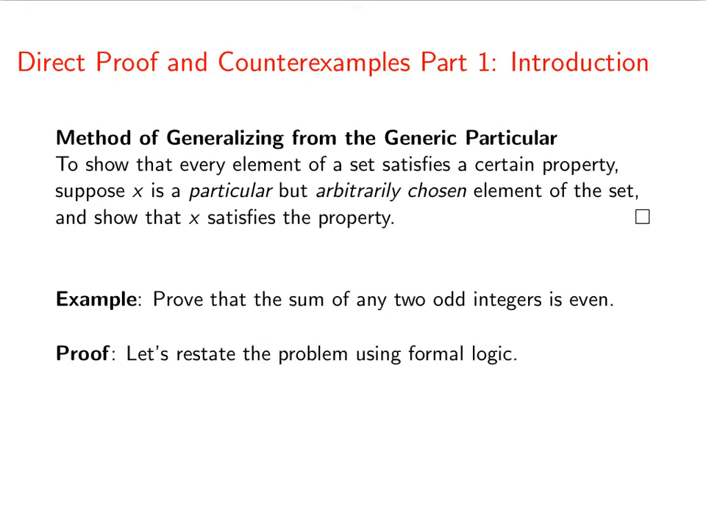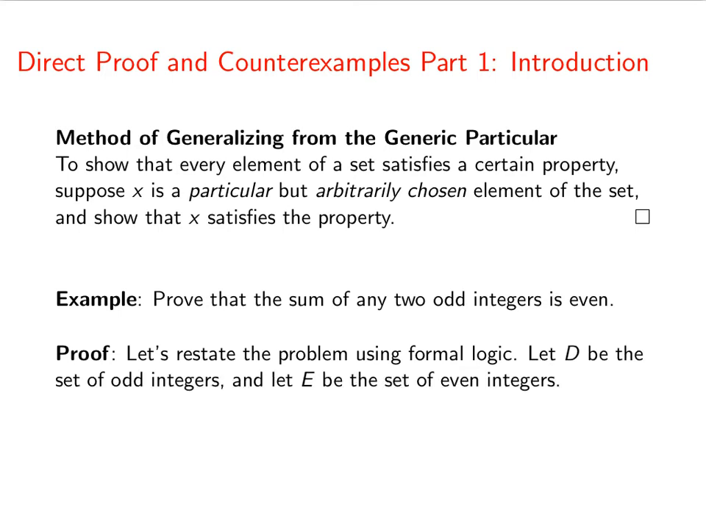Now let's restate the problem using formal logic. We'll let D be the set of odd integers, and we'll let E be the set of even integers. This will just help us with the notation. Our goal is to prove that for every m and n in the set D, m plus n is an element of E.